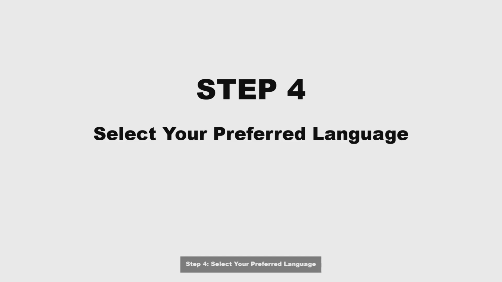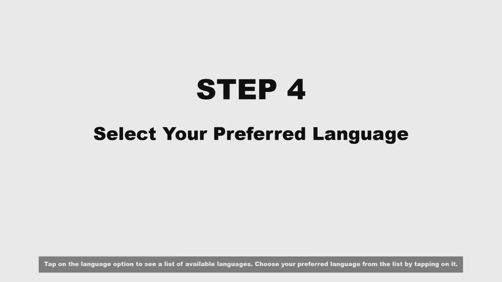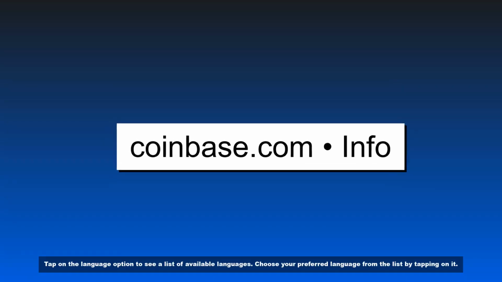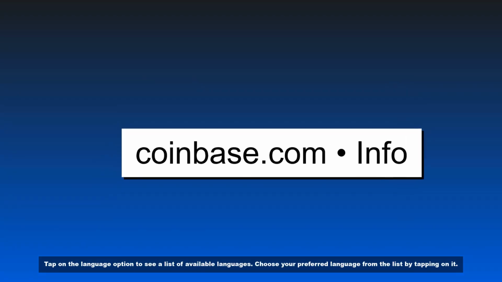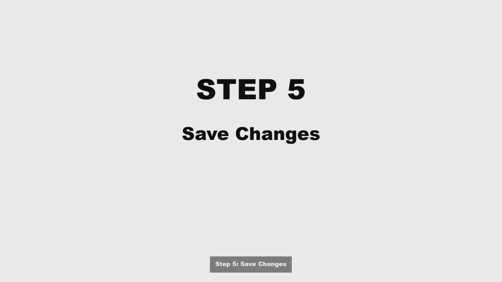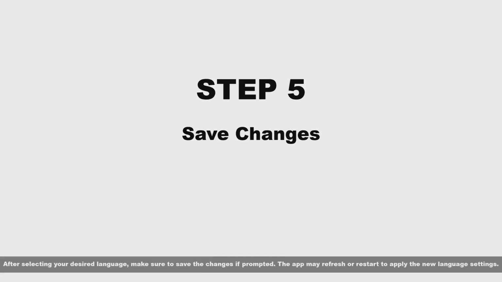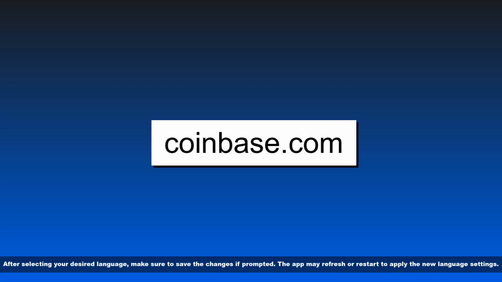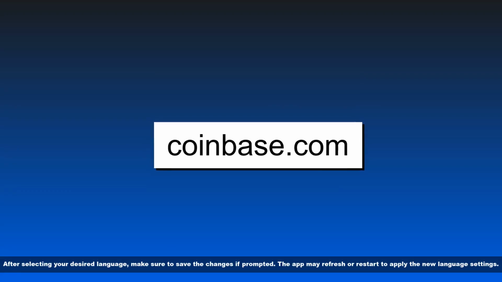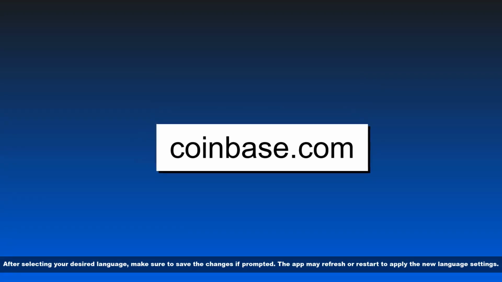Step 4. Select your preferred language. Tap on the language option to see a list of available languages. Choose your preferred language from the list by tapping on it. Step 5. Save changes. After selecting your desired language, make sure to save the changes if prompted. The app may refresh or restart to apply the new language settings.